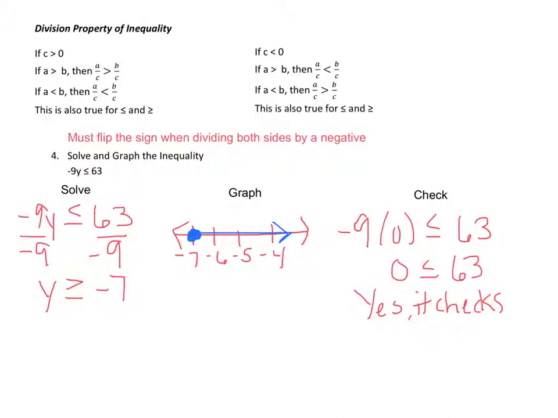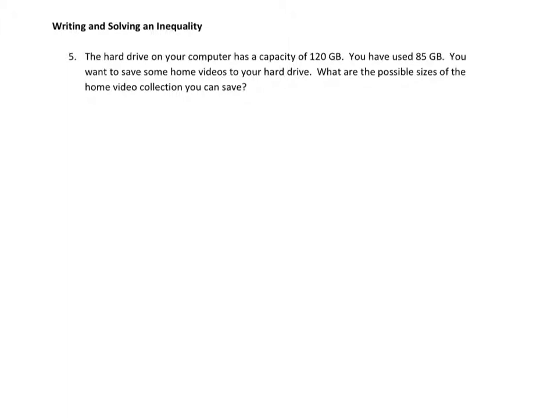So just as we stated with the multiplication property of inequality, you must flip the sign when dividing both sides by a negative. Writing and solving an inequality. The hard drive on your computer has a capacity of 120 gigabytes. You have used 85 gigabytes. You want to save some home videos to your hard drive. What are the possible sizes of the home video collection you can save?